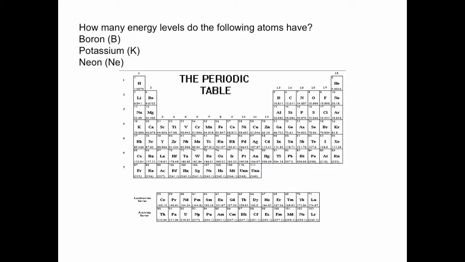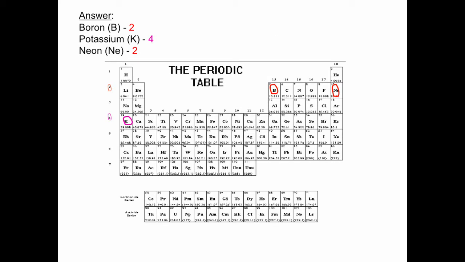So how many energy levels do the following atoms have? I want you to write these 3 elements down. You can just use the atomic symbol if you want to. Boron, potassium, and neon. And then I want you to, beside it, write the energy level or what period you think it is in, which is the same thing. So the answer is boron is found in the 2nd, potassium is found in the 4th, and neon is found in the 2nd.